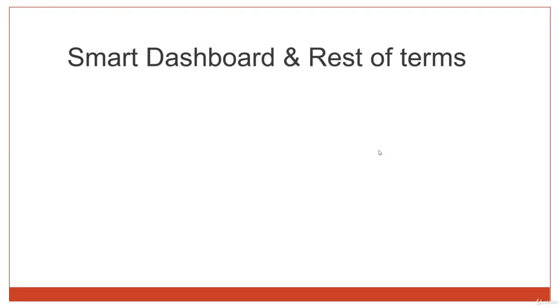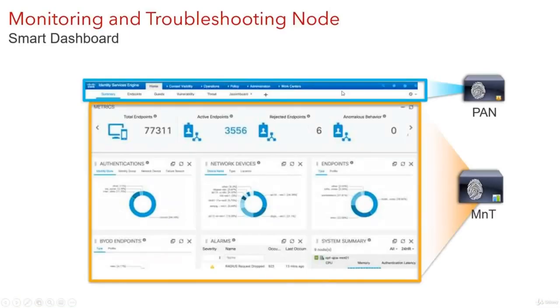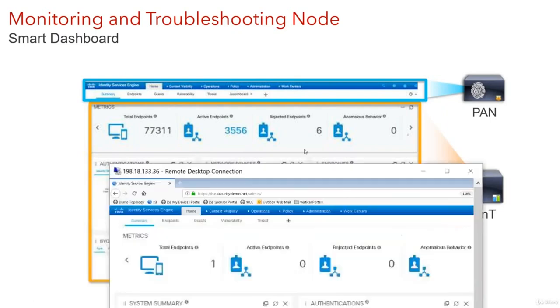Let us continue our discussion and let's check the dashboard and the rest of the terminology. We have a very nice dashboard. I'm going to log in and show you the dashboard. And this dashboard, we know that whenever we log in, we are logging into the dashboard that is nothing but the PAN, policy administration node. Now this PAN, you can see the topmost part, and again, it's not that visible. Let me quickly log in and show you this.